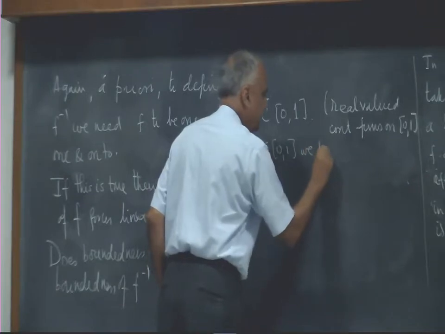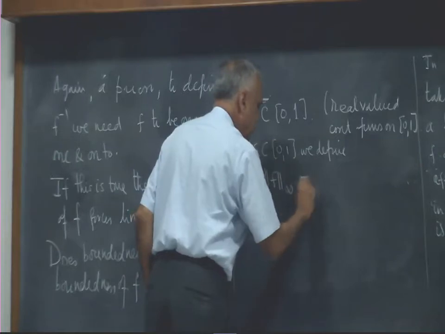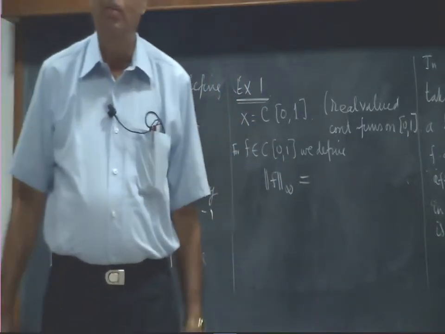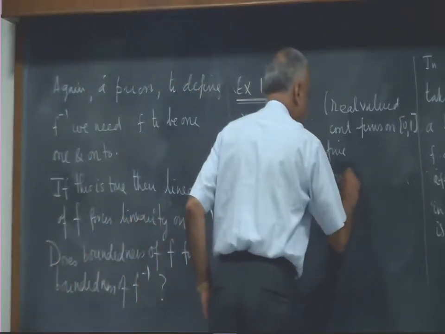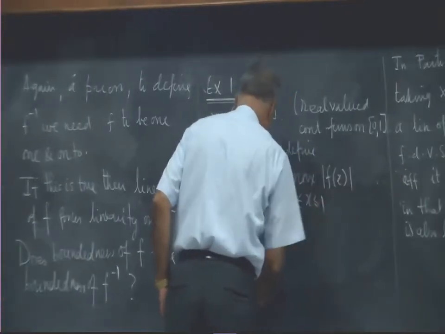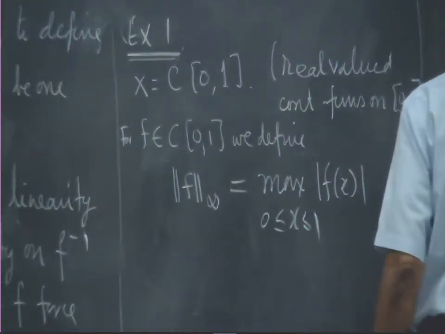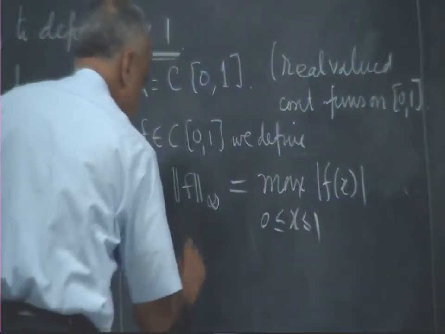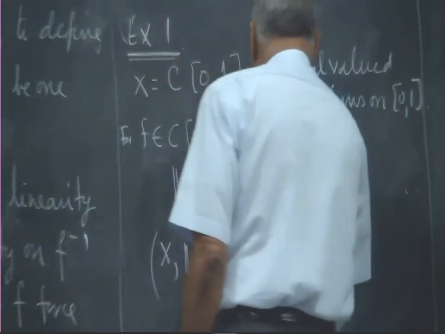And what is the norm for f belonging to C[0,1]? We define the norm of f, infinity norm, to be equal to, because it is a continuous function on [0,1], it has a maximum and the modulus has a maximum and a minimum. So we define it to be the maximum of the modulus of f(x) as x varies between 0 and 1. So let us take the vector space X to be this. So the normed linear space that I am looking at is this one. Let me take this also to be Y.